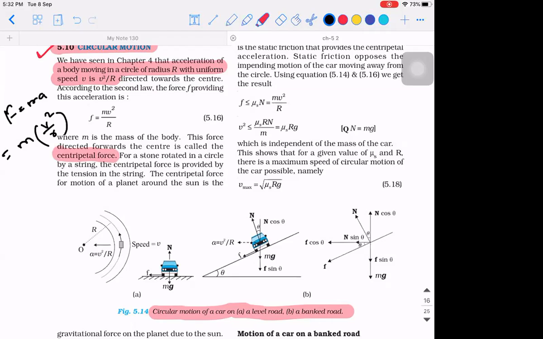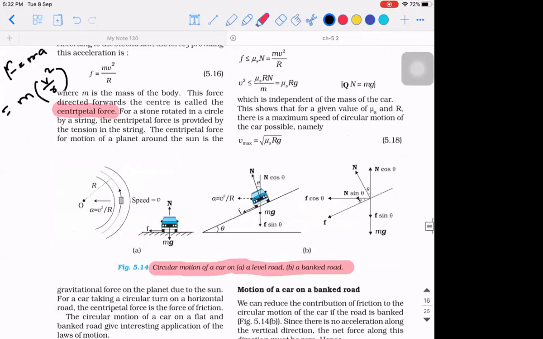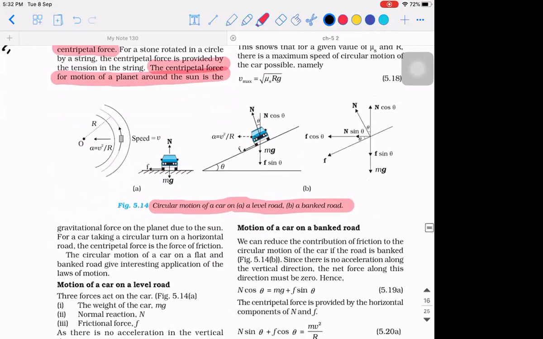Suppose you take a stone and rotate it in a circle by a string. The centripetal force is provided by the string. In a similar way, there are some applications given. The centripetal force for motion of a planet around the sun. We know that the planets revolve around the sun. It is because of the gravitational pull that exists between the sun and the planet, which is putting it in circular motion. And that gravitational force is providing the necessary centripetal force for the planet to be in circular motion.